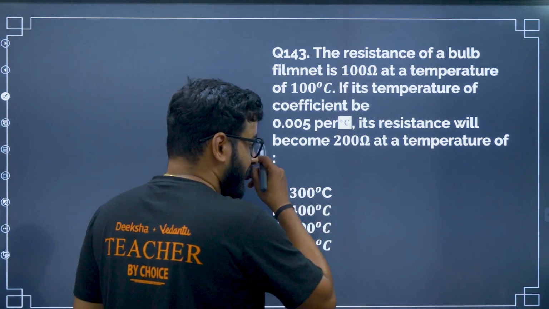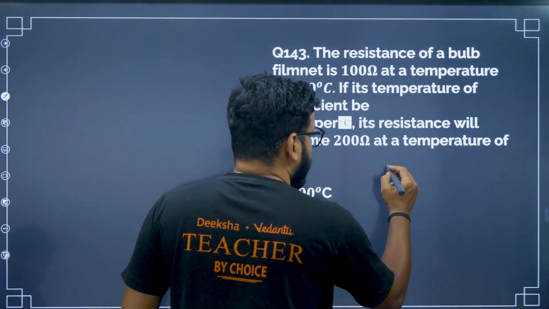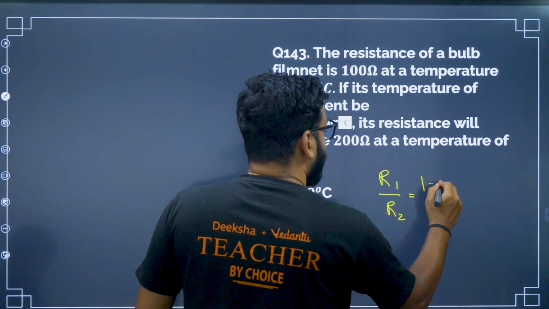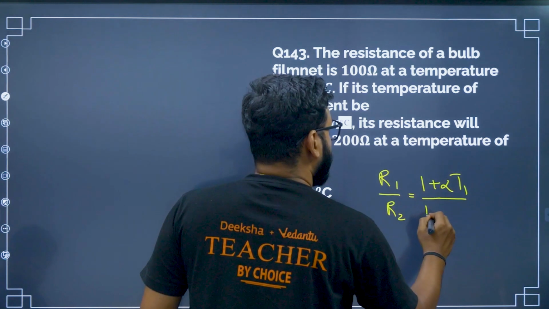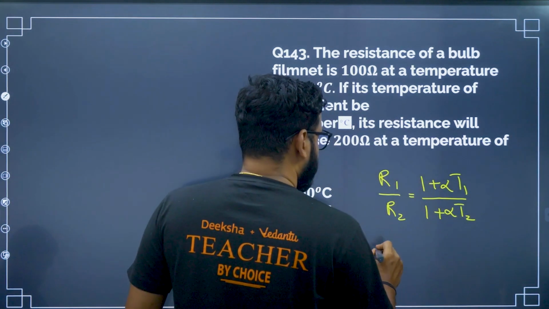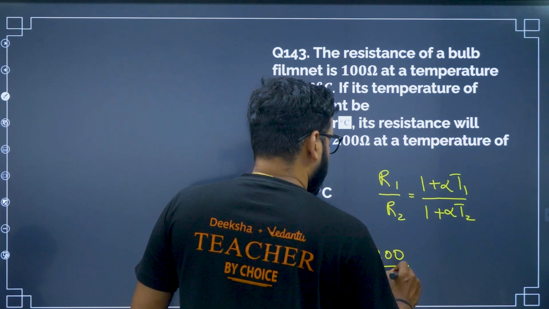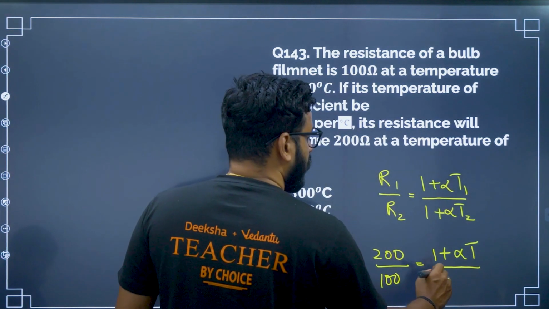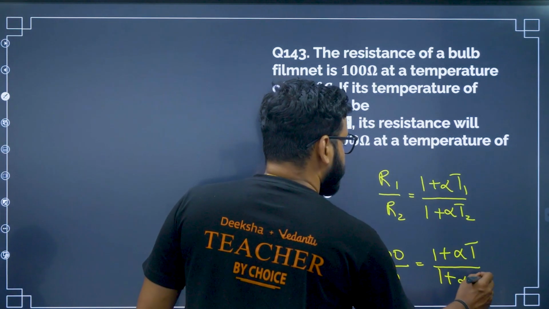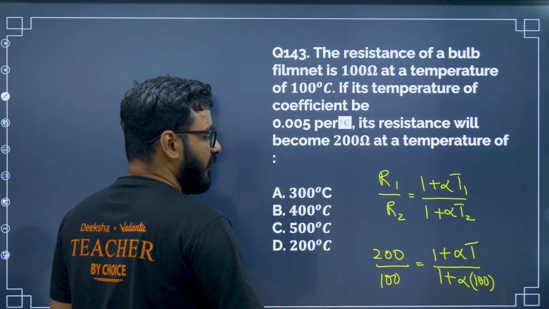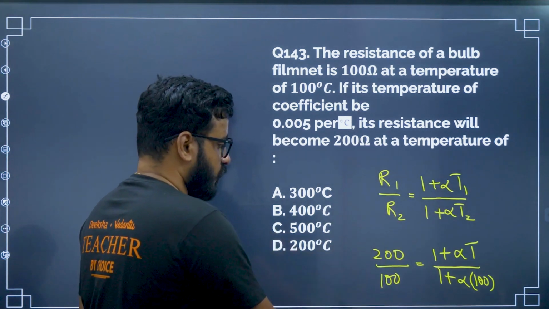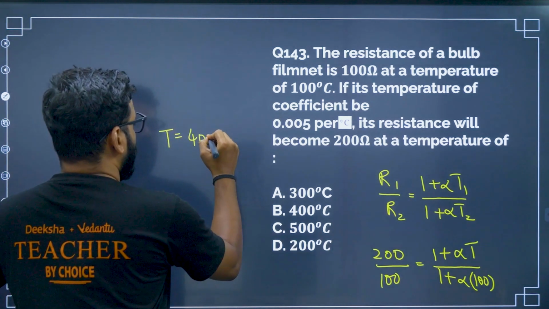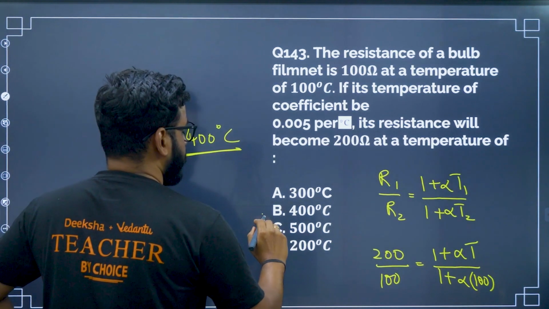Very simple. Once again, this is the same format we use, that is R1 by R2 is equal to (1 plus alpha T1) by (1 plus alpha T2). So this is 200 divided by 100 is equal to 1 plus alpha T. We don't know the T value at 200 ohms, over 1 plus alpha times 100 degrees Celsius. Substitute all the values, substitute the alpha value, and then just cross multiply, cancel these two zeros, and ultimately you will arrive at a final value. Temperature is equal to 400 degrees Celsius as the correct answer, option B.